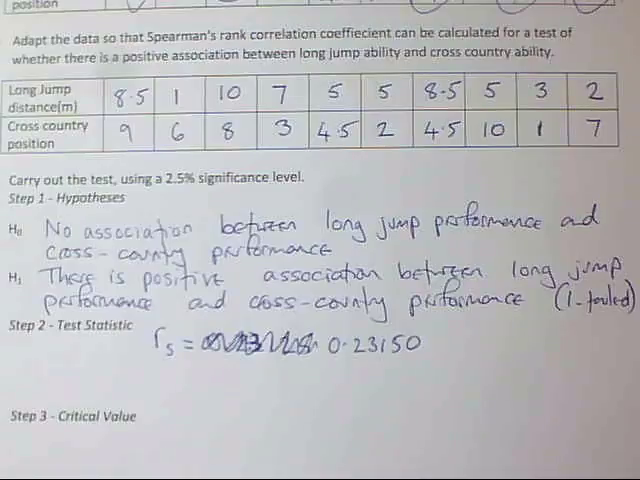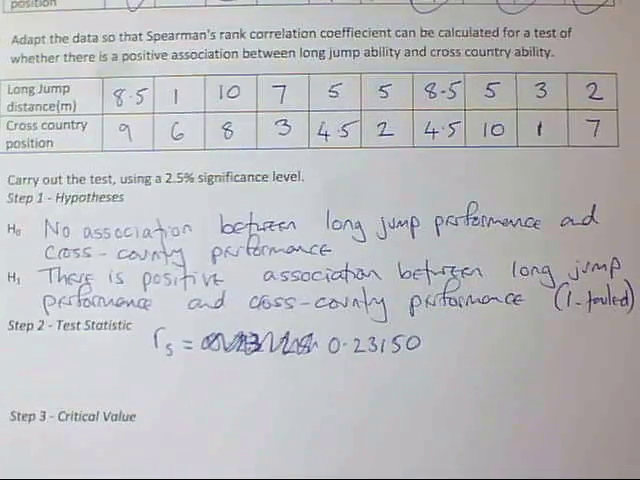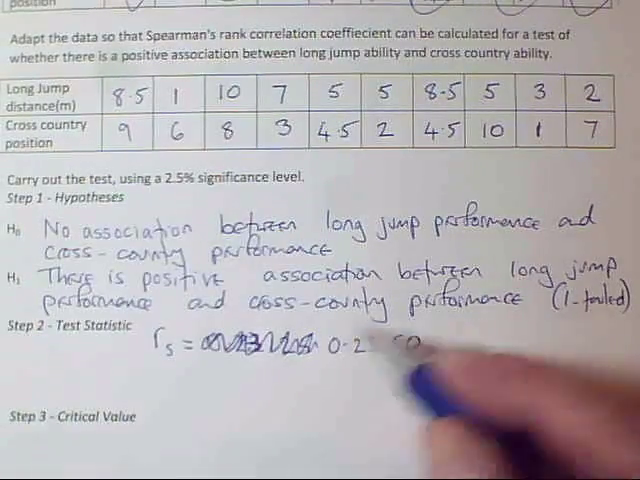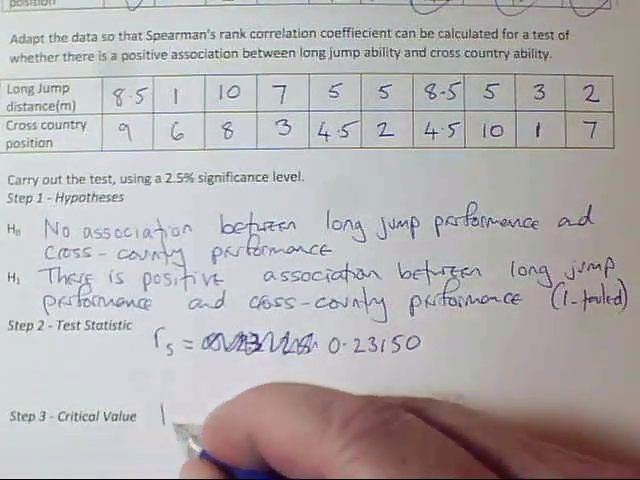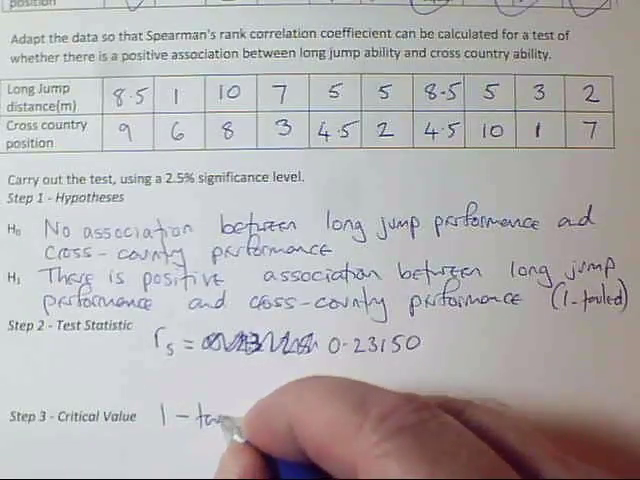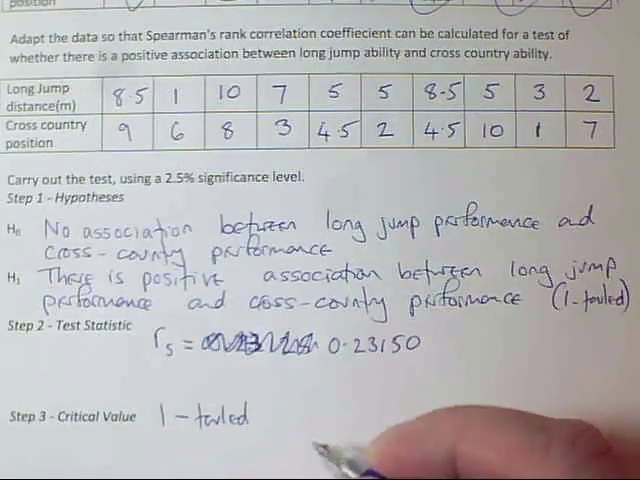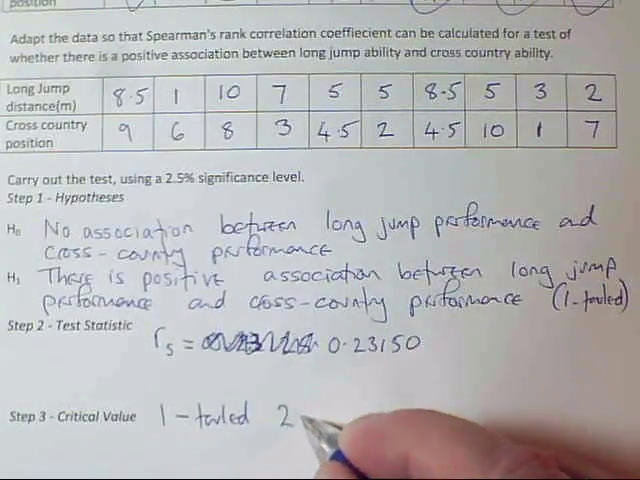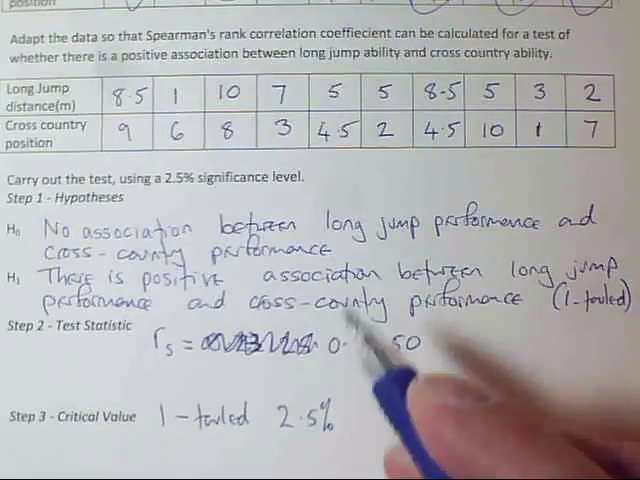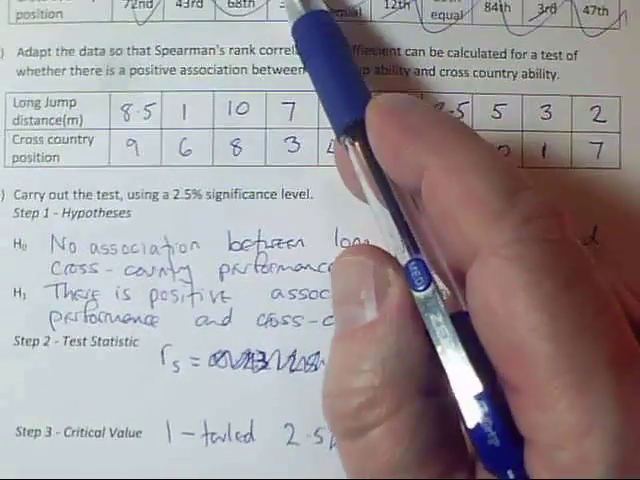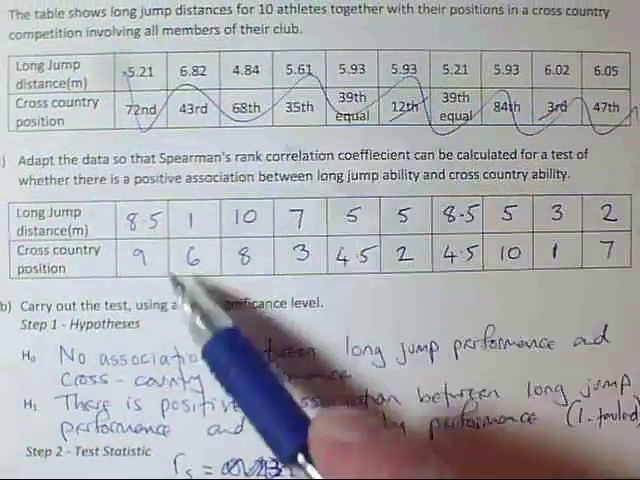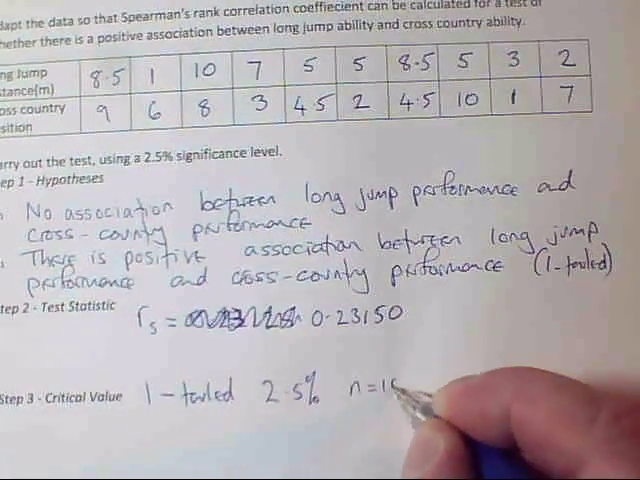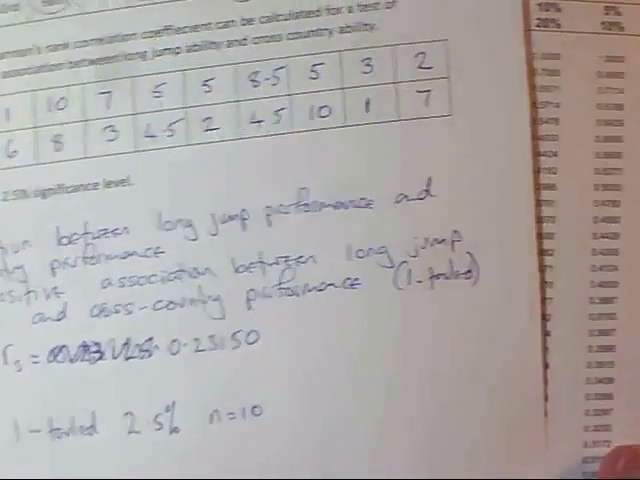Now I need to look up my critical value, so I need to go to my tables, but before I do, let's get the things we need. So is it one or two-tailed? Well, I said it was one-tailed. I'm interested in the positive tail. So it's one-tailed. Okay. Significance level. I've got to use a 2.5% significance level. And I need an N value, and there were 10 athletes, it told me at the beginning of the question, or I could just count the number of pairs of data. So N equals 10. So one-tailed, 2.5%, N equals 10.